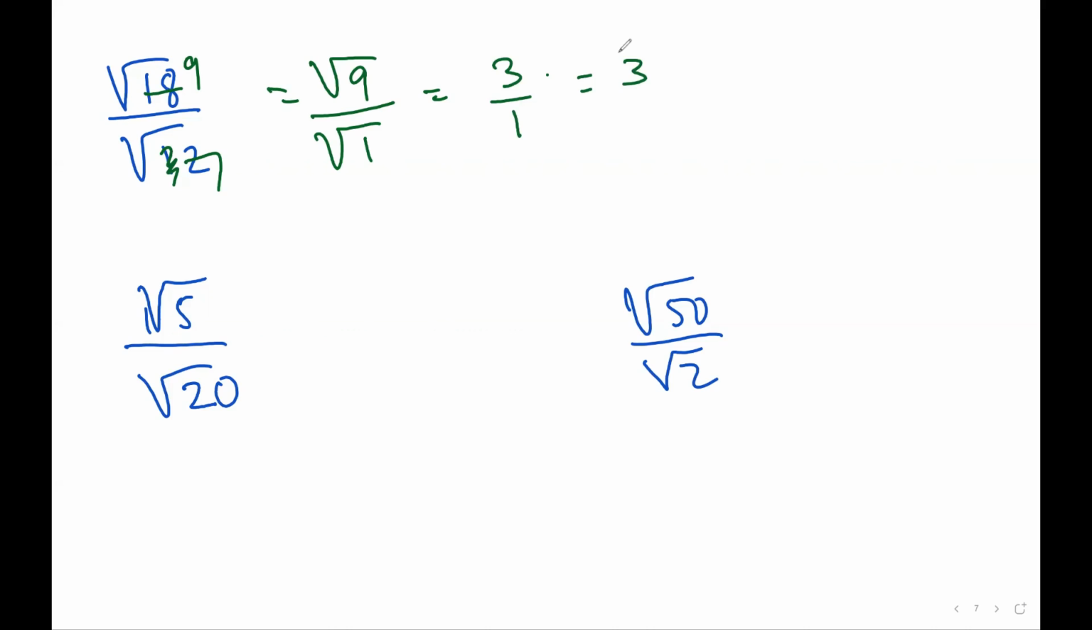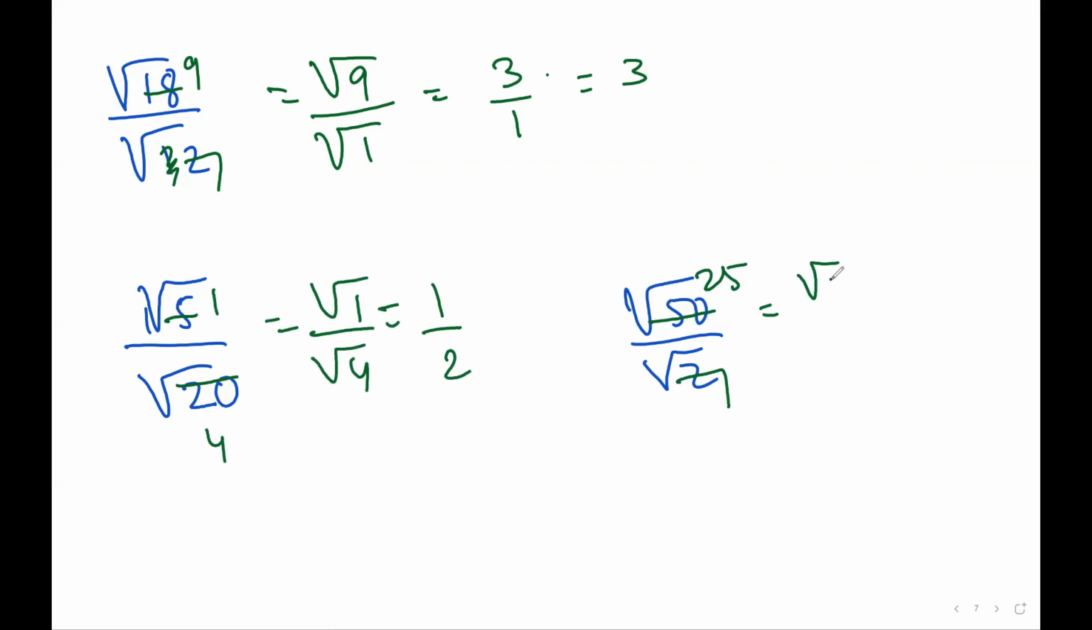Here, this question is like this, root of 5 over root of 20. I can do it like this. 5 4s are 20. So root of 1 over root of 4. Root of 1 is 1 and root of 4 is 2. Similarly here, 25. So root of 25 over root of 1. What is root of 25? It is 5. And what is root of 1? It is 1. So answer is 5. Correct?